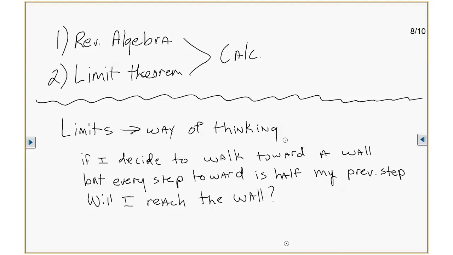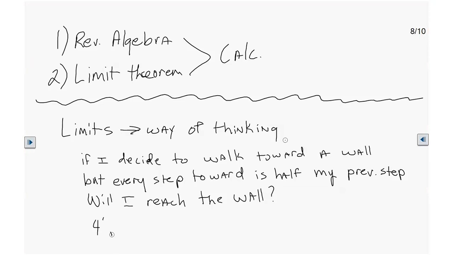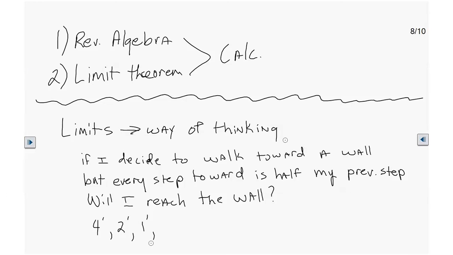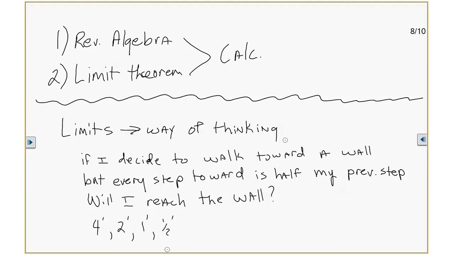So let's say that I'm wanting to walk toward that wall and I have a stride. The reason I'm going to use 4 feet, because I don't have a stride of 4 feet, is that I'm going to say 4 feet for mathematical purposes. My first step toward the wall is 4 feet. Everybody with me? Now the stipulation is for the limit that I take half my previous step. So my second step would be what? 2. Third step? 4th step?